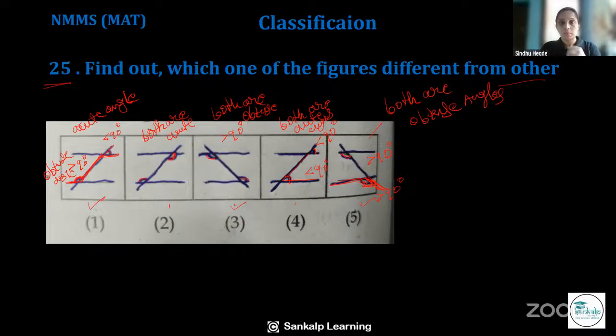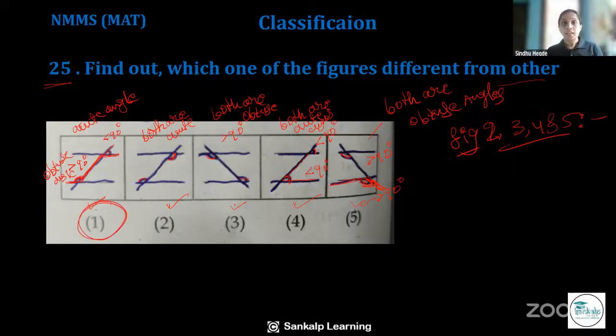So search for their similarities. Image 2, image 3, image 4 and image 5. Figures 2, 3, 4 and 5 all have one similar pattern, that is, either both the angles are acute or both the angles are obtuse. But only this image 1 is different. It contains both types of angle. One is acute and another one is obtuse. So here image 1 is entirely different from the other images.